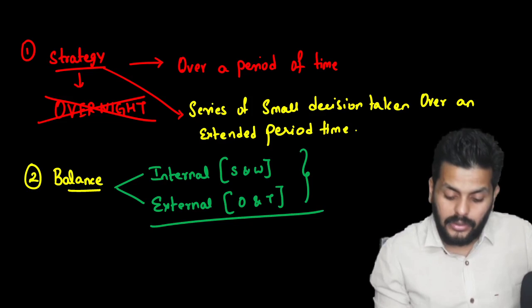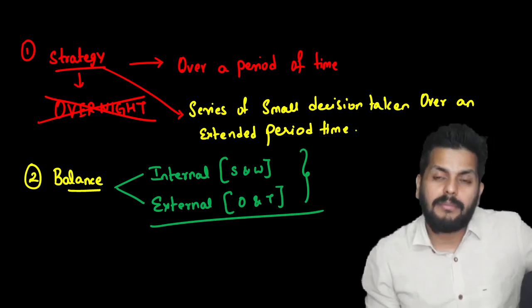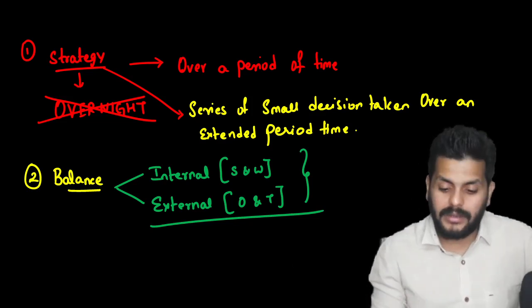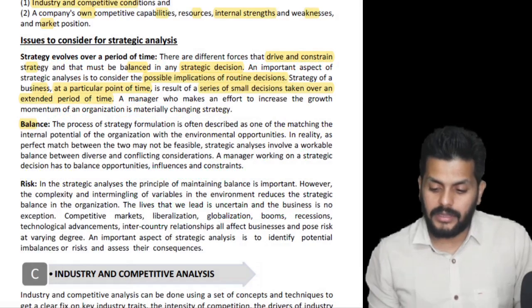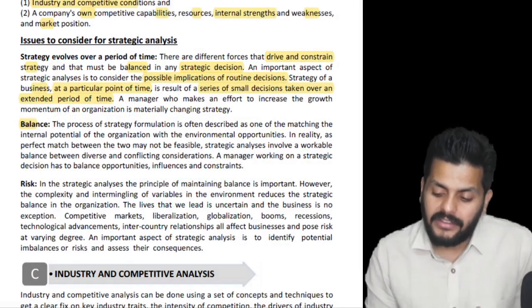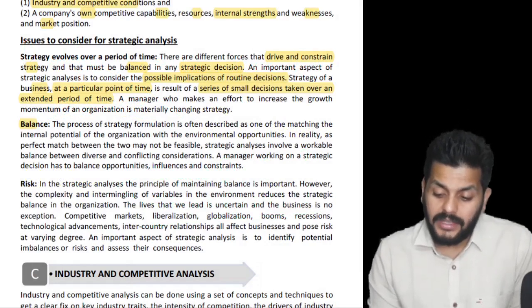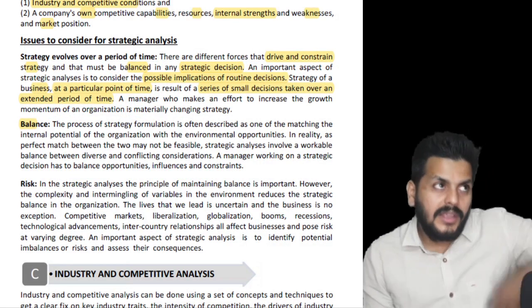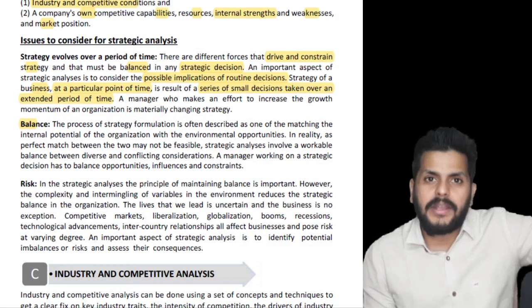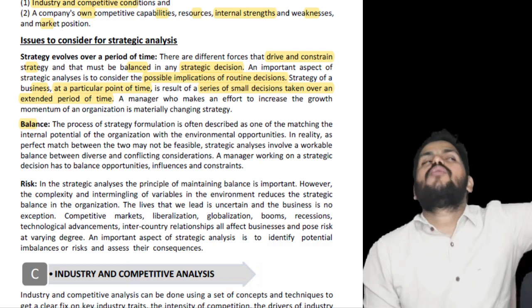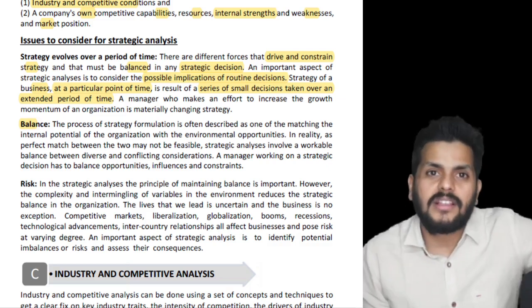So this is going to lead the problem to a big direction. I don't want that. Anyway, we will read it now. See there. Check out the last line. A manager who makes an effort to increase the growth momentum. If you want to increase the speed of growth in an organization, you have to substantially keep changing the strategy.